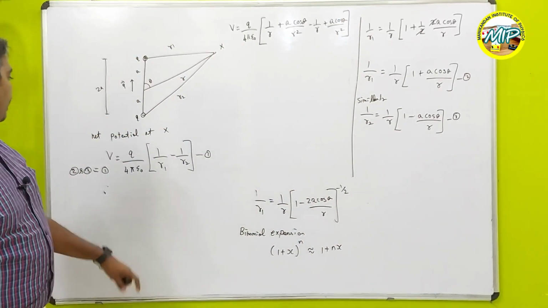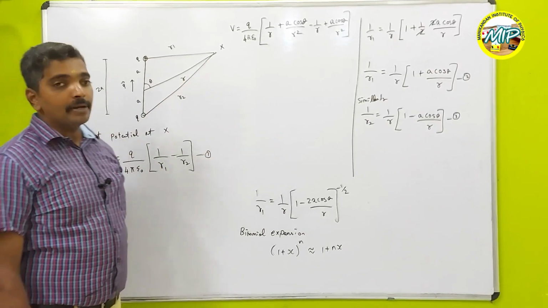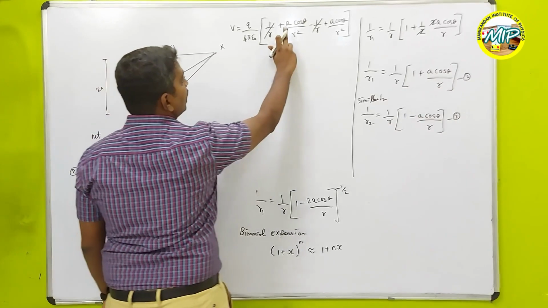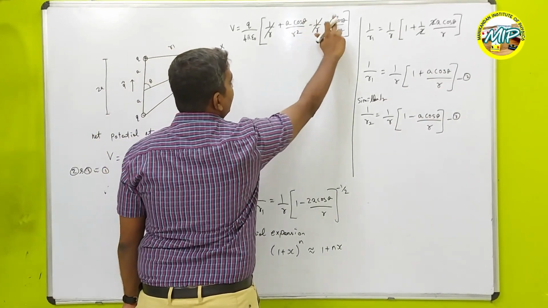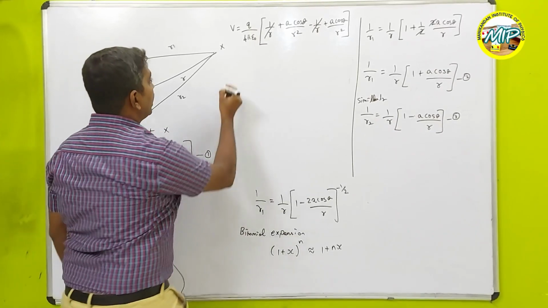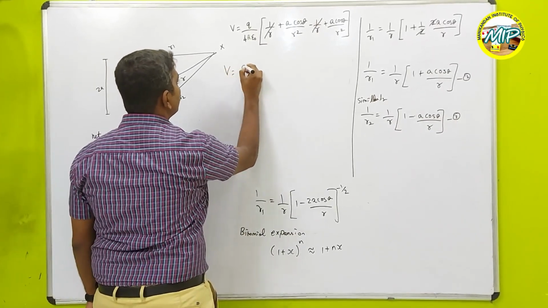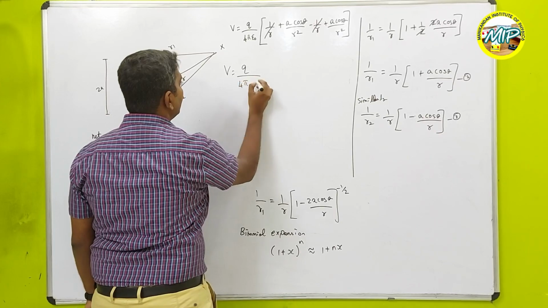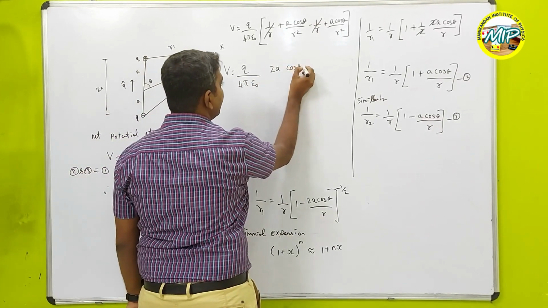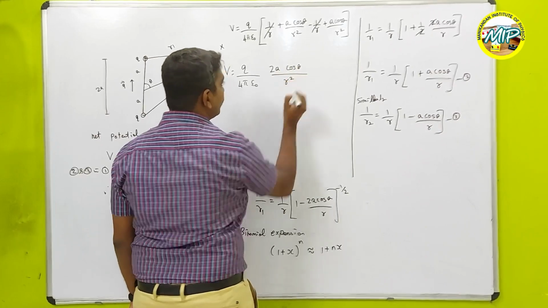Okay, if I substitute my equation 2 and 3 in 1, I'm getting this. So this 1 over R and this 1 over R get cancelled. We have A cos theta by R square and A cos theta by R square, so 2A cos theta by R square. My potential V equals Q by 4 pi epsilon naught, 2A cos theta by R square.